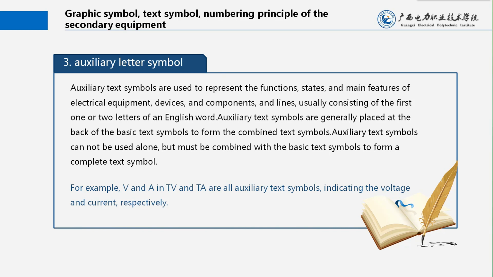Three, auxiliary letter symbol. Auxiliary text symbols are used to represent the functions, states, and main features of electrical equipment, devices, components, and lines, usually consisting of the first 1 or 2 letters of an English word. Auxiliary text symbols are generally placed at the back of the basic text symbols to form combined text symbols. Auxiliary text symbols cannot be used alone, but must be combined with the basic text symbols to form a complete text symbol. For example, V and A in TV and TA are auxiliary text symbols, indicating voltage and current, respectively.